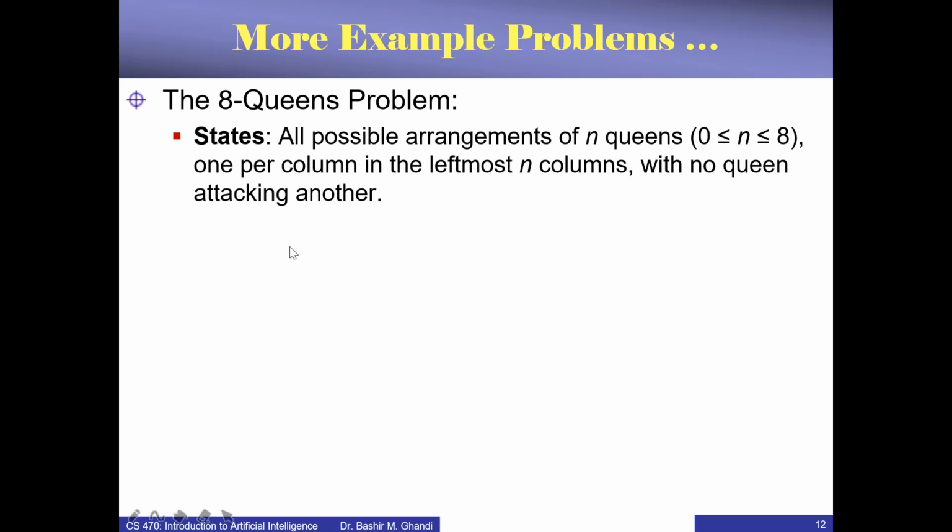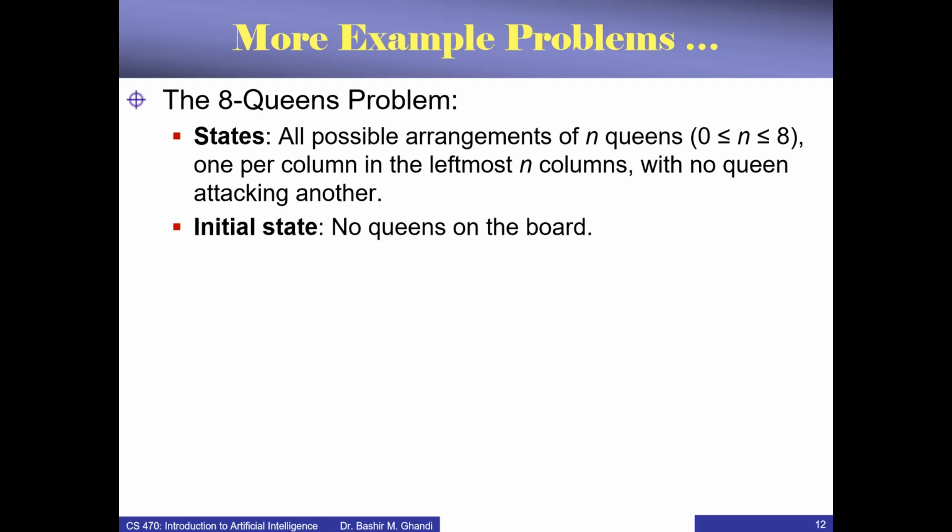So it says here, all possible arrangements of n queens, n starting from 0 until 8, one per column in the leftmost n columns. So you cannot skip a column. You have to start from empty, and then you will have column 1, column 2, column 3 filled up like that until you reach column 8. That's what it means, only in the leftmost n columns, with no queen attacking another. So these are the possible states.